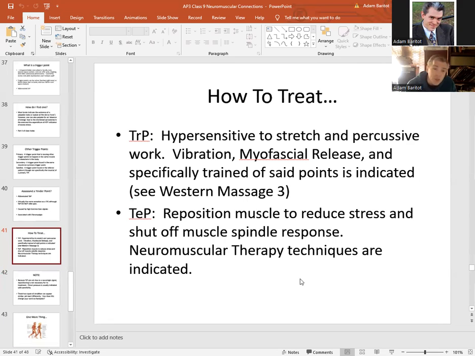Tender points are a different story. Tender points respond best to neuromuscular therapy, the repositioning of the body, and specifically trying to shut off muscle spindle response. Gentle jostling becomes the way. This particular condition is being studied right now by the Touch Research Institute, and we're always looking for new information on how massage can help fibromyalgia and tender points.